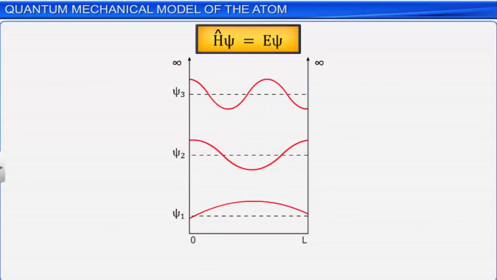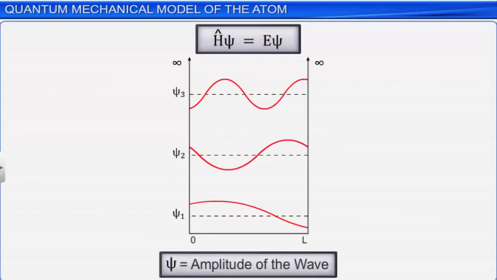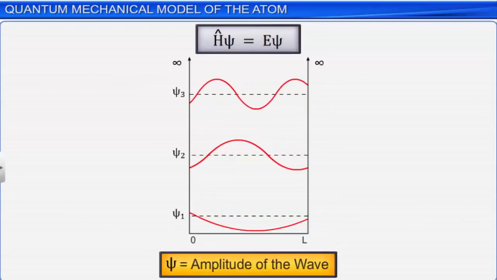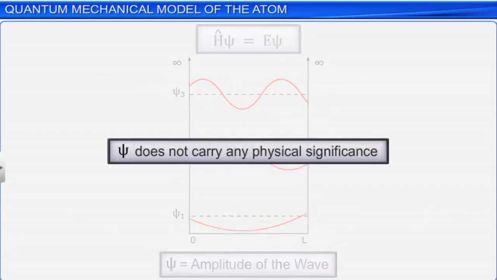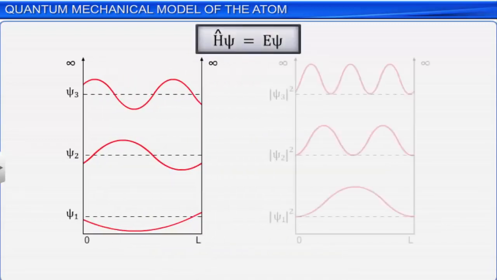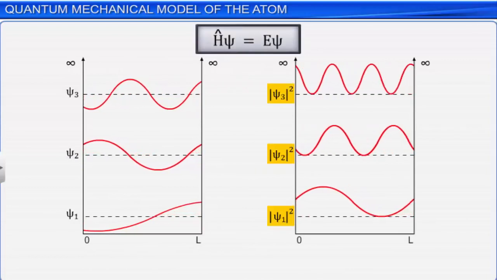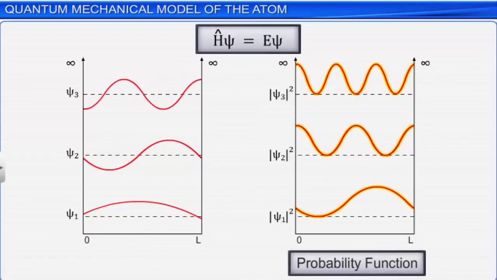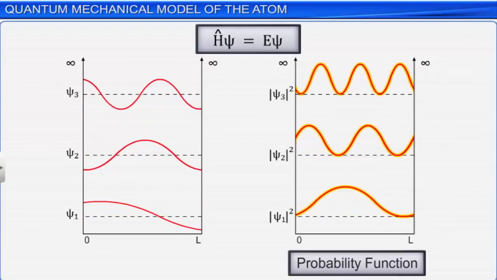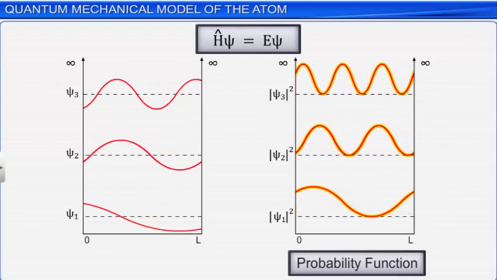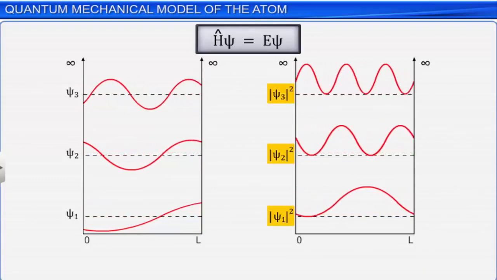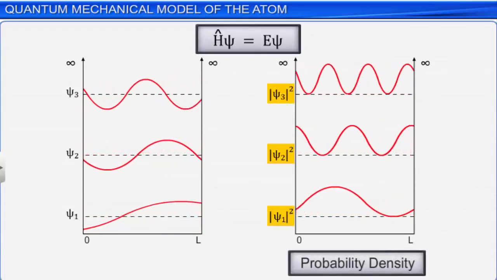The wave function, psi, is a mathematical function that represents amplitude of the wave. It does not carry any physical significance. Therefore, the square of the amplitude of electron wave, that is, psi square, gives the probability of finding the electron at a point within an atom. That is why the function psi square is called probability density and is always positive.